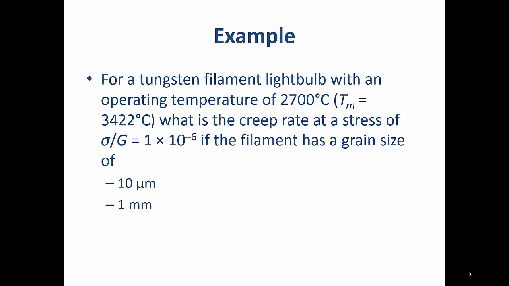So using those two maps, I'd now like you to work out for a tungsten filament light bulb with an operating temperature of 2700 degrees centigrade what the creep rate is at a stress of sigma over G equals 1 times 10 to the minus 6 for the cases of the filament having a grain size of 10 microns and 1mm. So you should have a go at that calculation before moving on to the next video.